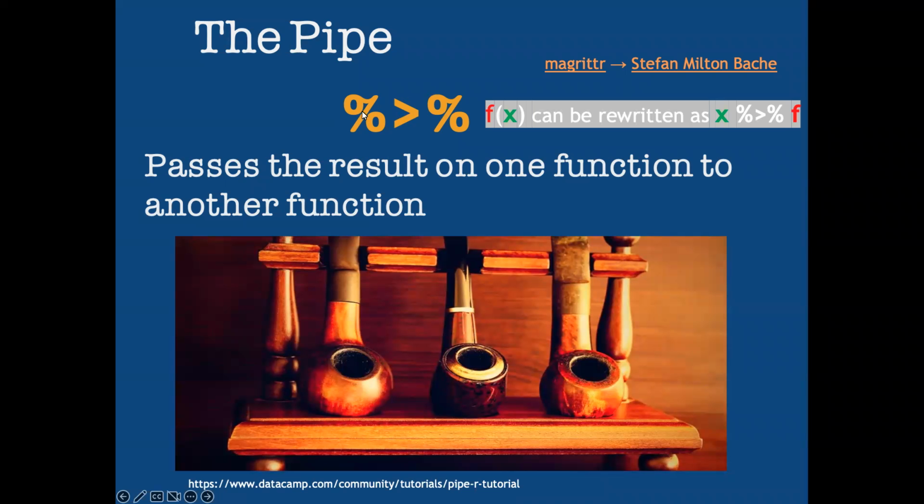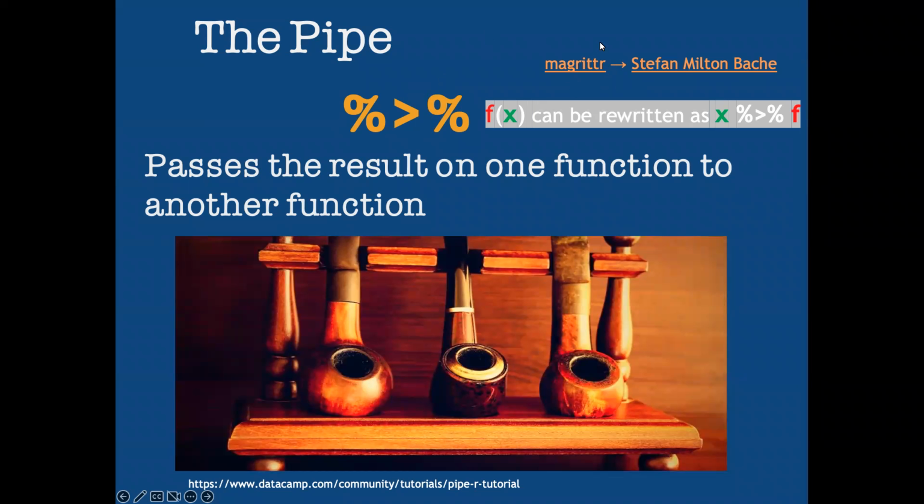The pipe, expressed as percentage sign greater than percentage sign, comes from the magrittr package by Stefan Milton Bache. This pipe operator is automatically installed and loaded for you by the tidyverse package. And in case you're wondering about the origin of this pipe operator, it's actually a reference to a Belgian artist known as René Magritte, from his painting which reads in French, "This is not a pipe."